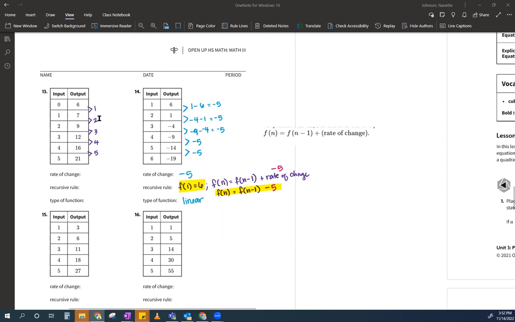How do you know that, Ms. Johnson? Well, if these were all the same, like over here, -5, -5, -5, -5, -5, your rate of change is -5, and your type of function is linear. Remember that whenever you're looking at a function and the first row of differences is constant, -5 all the way through, that implies that this is a linear function. But these numbers are not the same.